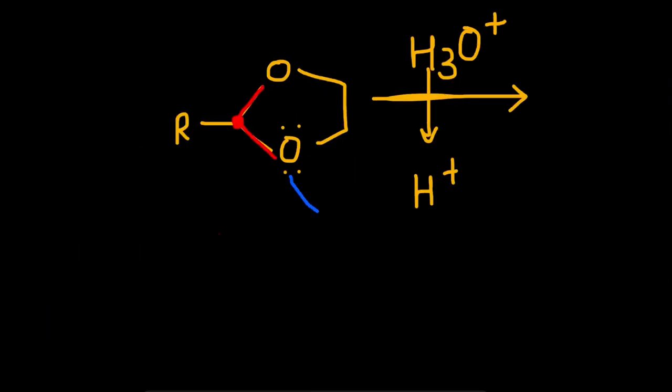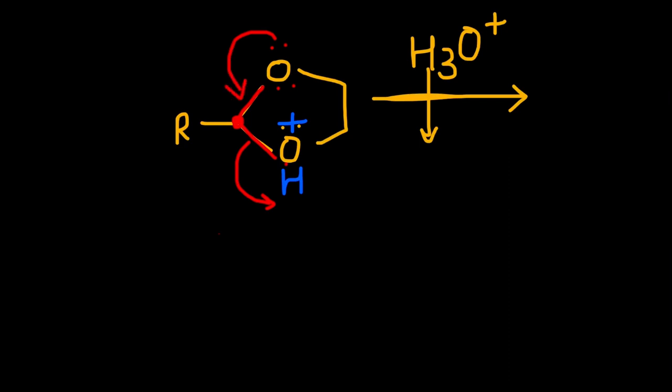Oxygen has a lone pair, it will abstract this proton and oxygen bears a positive charge. The carbon oxygen bond will break and this second oxygen gives its lone pair. This bond breaks. That's why this positive charge is also eliminated and this oxygen gives its lone pair. That's why here a double bond is present and oxygen bears a positive charge.